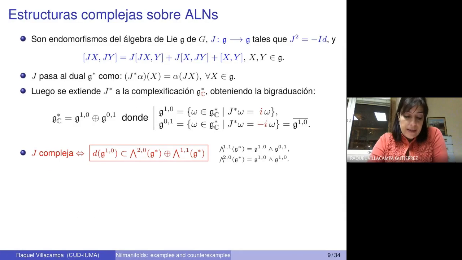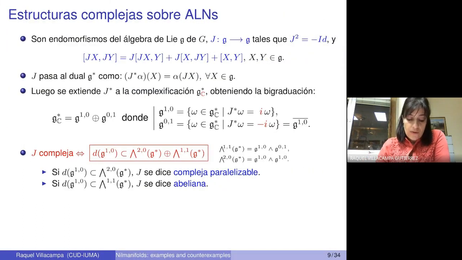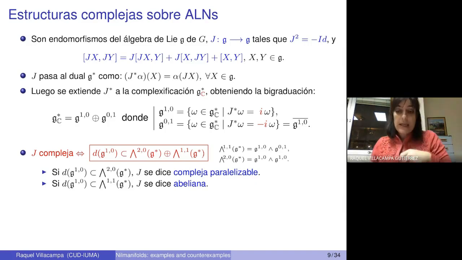Now the Nijenhuis condition is equivalent to saying that the differential of a 1-0 form is a two-form that can be expressed in the 2-0 part and the 1-1 part, and the 0-2 part vanishes identically. Here we have two special types of complex structures. If the differential of a 1-0 form is of type 2-0, then the complex structure is said to be complex parallelizable. And if the differential of a 1-0 form is of type 1-1, then the complex structure is said to be abelian.